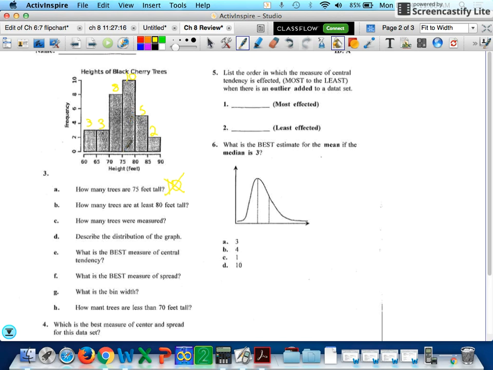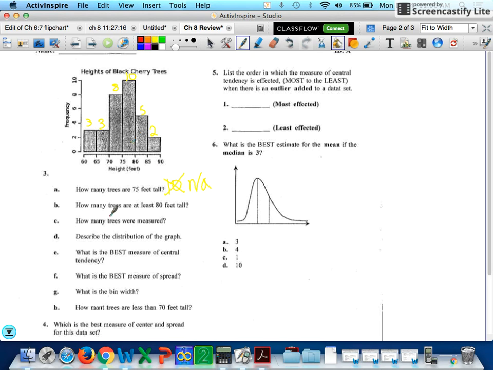But we don't know if any of those are actually 75. Okay, they might have been all 74, or some of them 73 and 72. We don't know if any of those trees were actually 75. So there's no way to tell how many of those 10 trees were 75. It may be none, it might be all of them. We don't know.